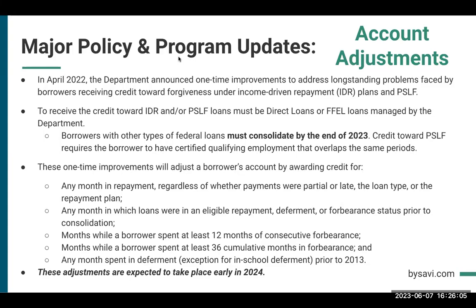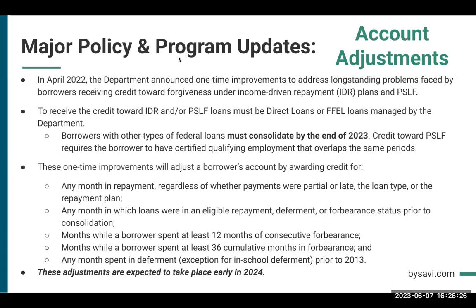So basically what this means is that after these adjustments are done, many borrowers will see themselves closer to the finish line for forgiveness. So for PSLF, remember it's 120 payments you need to make. These adjustments will give you credit for more past payments, putting you hopefully closer to that 120.